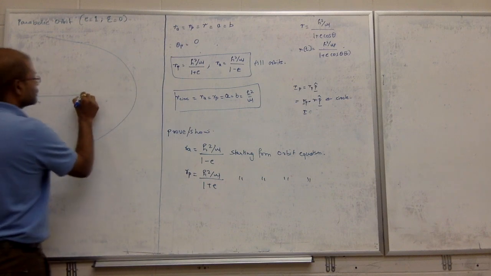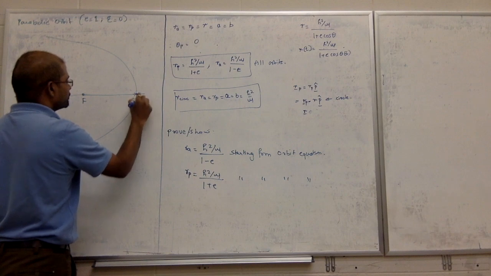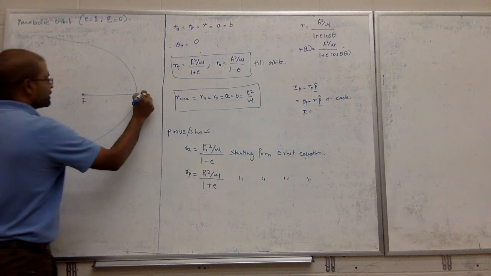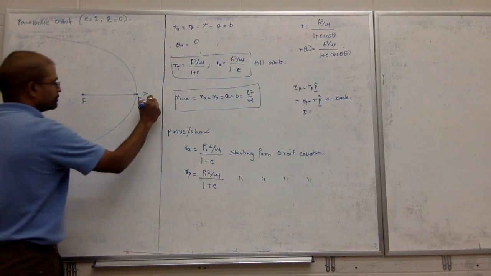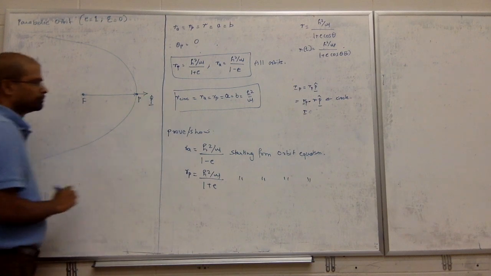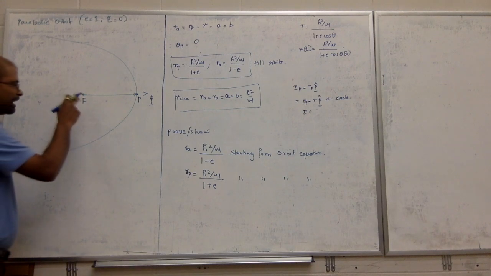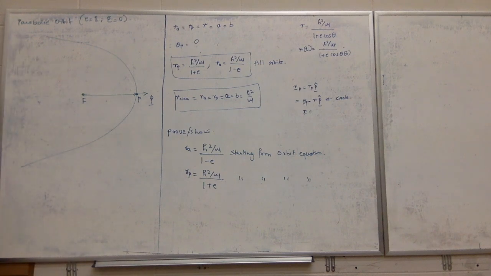What do you know about this point? What is this direction? This is true for all orbits. It's the periapsis direction. What is the periapsis direction? The line joining the focus and periapsis, and moving on. That's the periapsis direction.